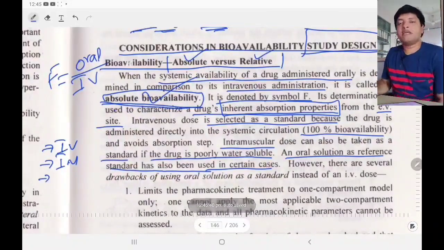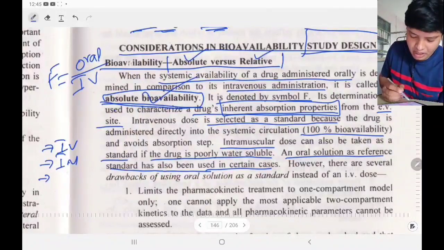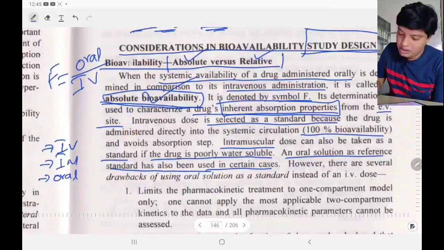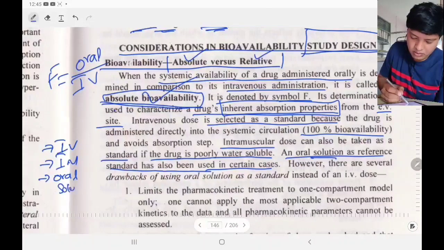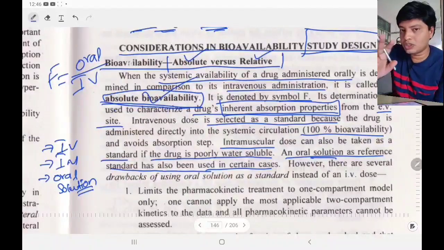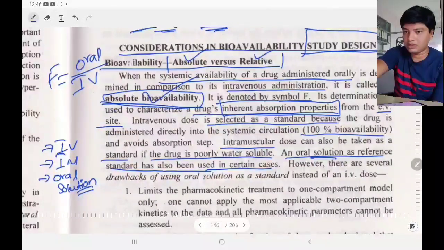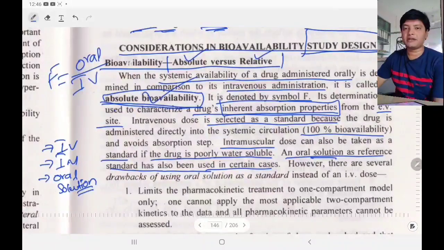In some cases we can also consider oral solution. Here I am mentioning it is a solution. Solution means there is no dosage form. Take a drug soluble in water or something, prepare a solution, give it to the patient.